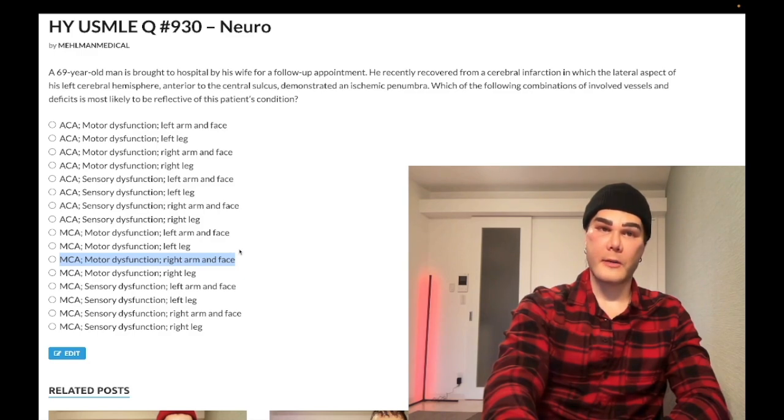Okay, so your short point of consolidation is that ACA is going to be the medial cerebral hemisphere. MCA is going to be lateral cerebral hemisphere. Motor is going to be anterior to the central sulcus. Sensory is posterior to the central sulcus. And then when we have an MCA infarct, we're going to have contralateral arm and face affected. If we have an ACA infarct, we're going to have contralateral leg affected.